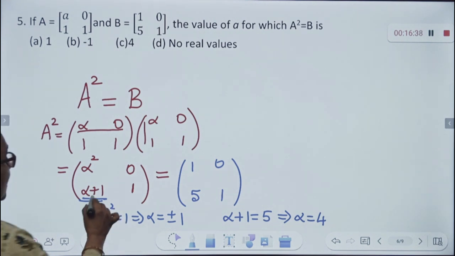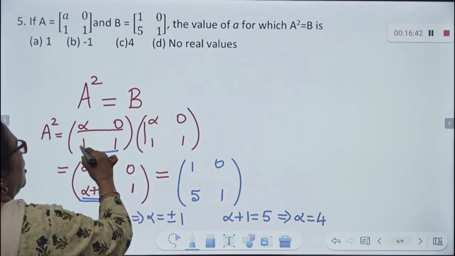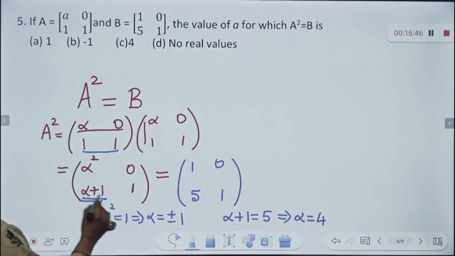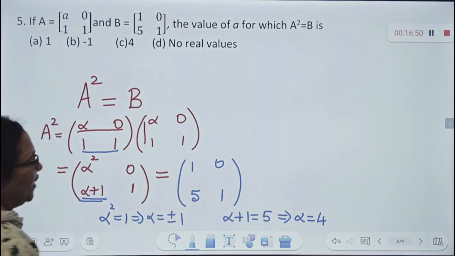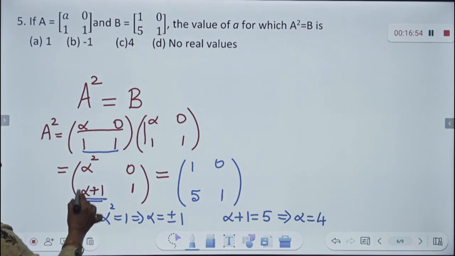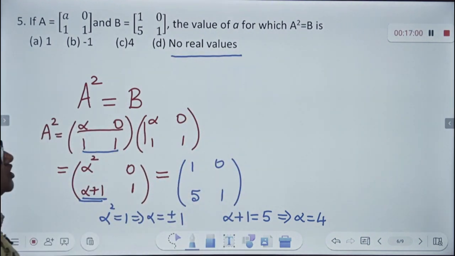In the other case, alpha plus 1, because when I do the second row and first column, 1 into alpha plus 1 into 1 is 1. So alpha plus 1, and that is equal to 5. So gives alpha equal to 4. So it is not possible that if I put alpha equal to 1, I will get 5. So there is no real value. So the answer for this question is there is no real value.